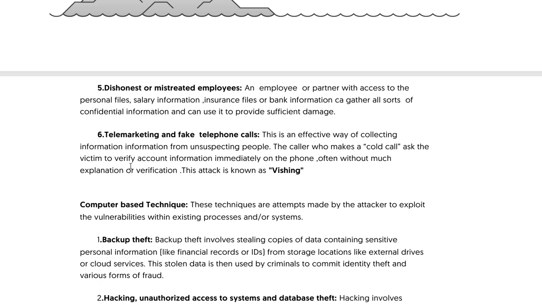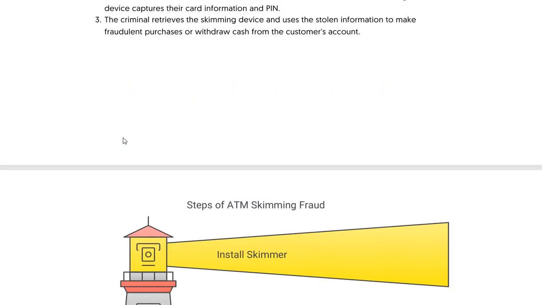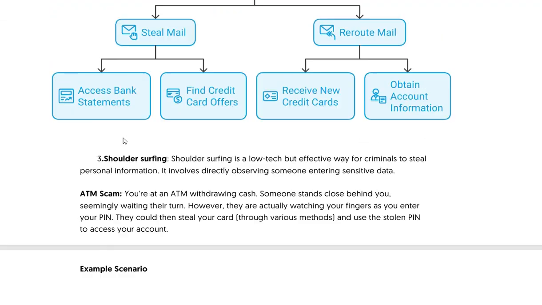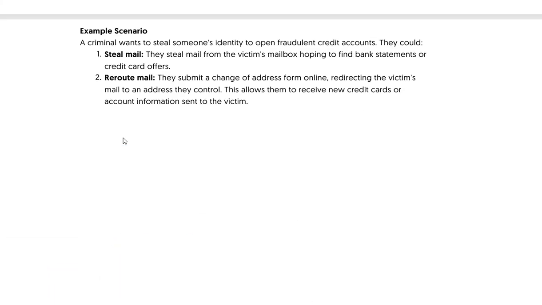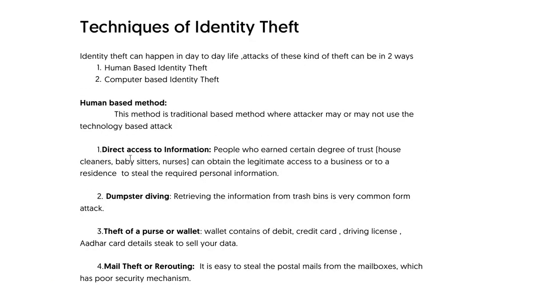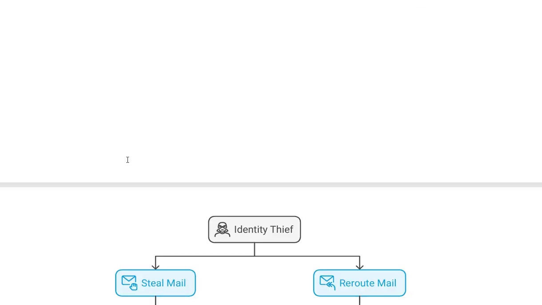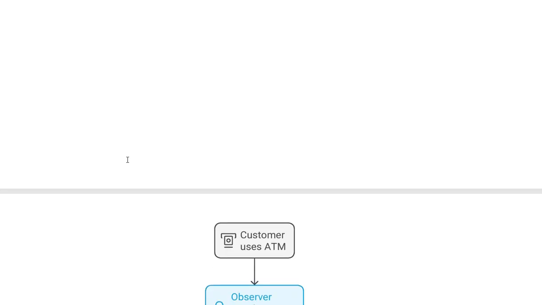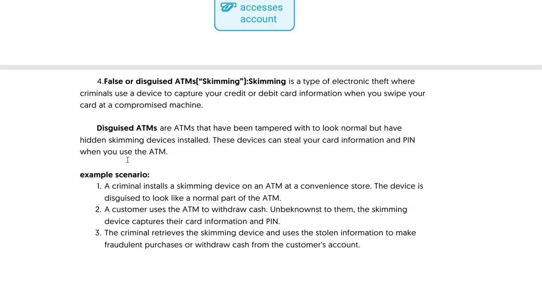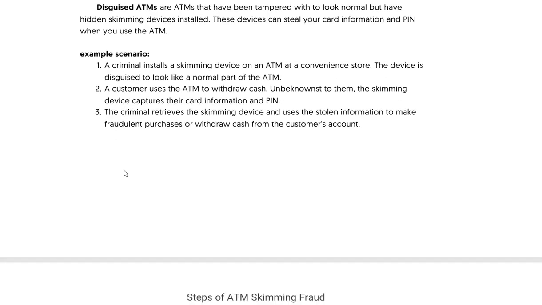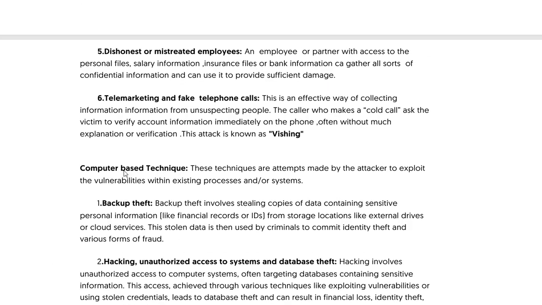So we already learned about phishing. This is the explanation for phishing also. So these are all the things that we have learned in the human based one. One is shoulder surfing, direct access to the information, dumpster diving, theft of a purse or wallet, mail theft, then ATM scam, false or disguised employees and disguised ATMs, dishonest or mistreated employees, telemarketing calls. So these are all the human based ones.